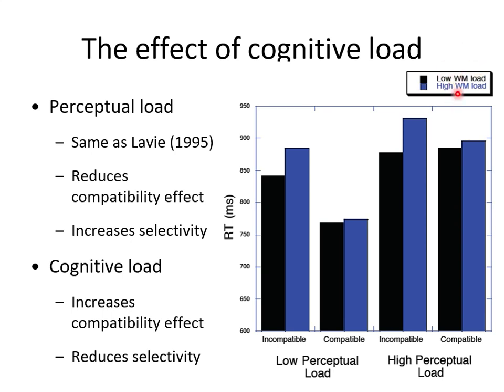So let us take a look. First, let us ignore the working memory part and focus on the perceptual part. Then we go to the working memory. So for the low perceptual condition, what do we have? Because we want to ignore the working memory load first, let us look at that very, very roughly. For the low perceptual incompatible condition, you have the performance around here. For the compatible condition of low perceptual load, you have performance around here. So how large a compatibility effect do you have? About this large, right?